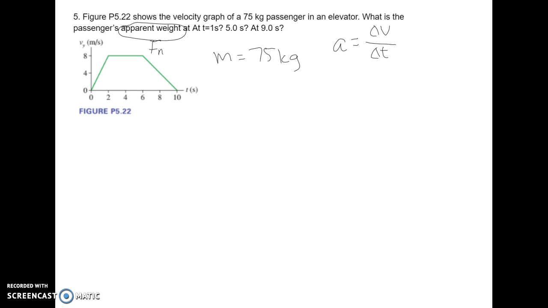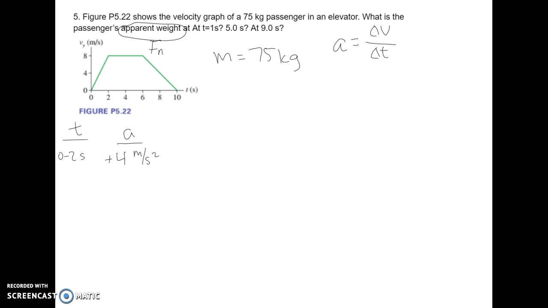So I'll just make a little table here for our time and what the acceleration is. So the time from 0 to 2 seconds, our acceleration we found to be a positive 4 meters per second squared. Basically we're calculating the slope. For 2 seconds we have a change of 8 meters per second.